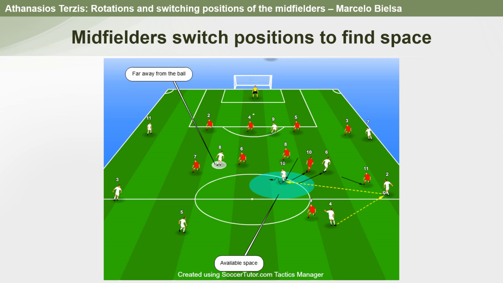Specifically, as soon as the ball is moved to the fullback number 2, number 6 of the white team makes a forward movement in order to receive behind red number 11. As number 10 of the red team follows number 6, available space is created lower on the field, and number 10 drops back in order to exploit the space and receive free of marking.